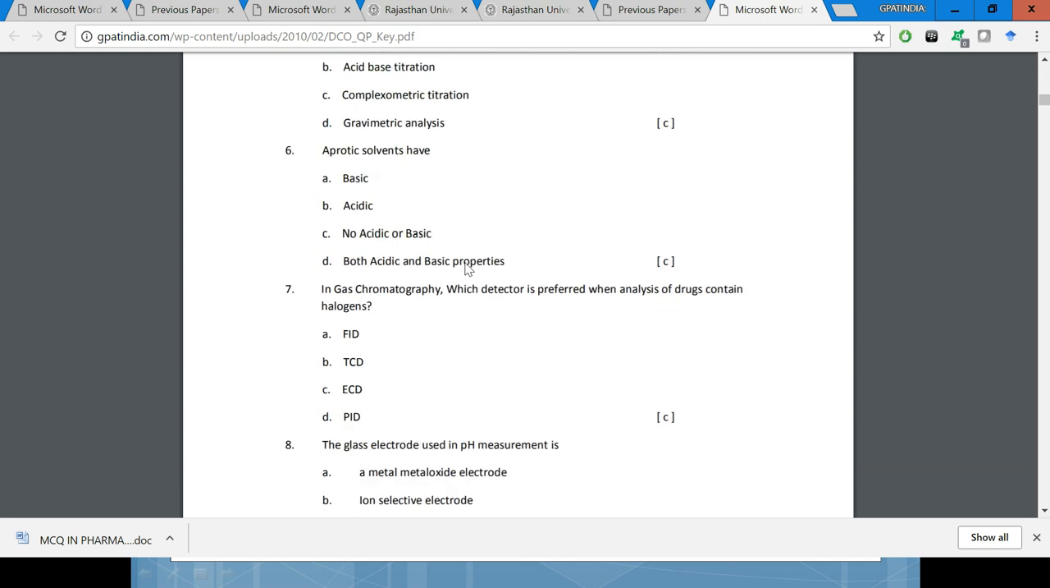The next question is, what are aprotic solvents? Aprotic means they are not giving us hydrogen. So protic solvents have dissociable hydrogen atoms, whereas aprotic solvents have no dissociable hydrogen atoms. And the name aprotic means no proton. So that means no acid or no base. So correct answer is C.